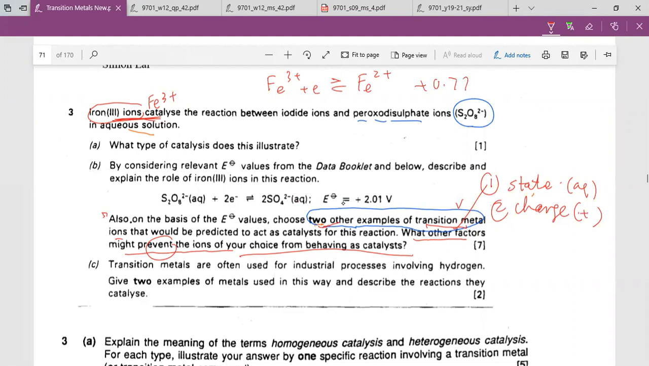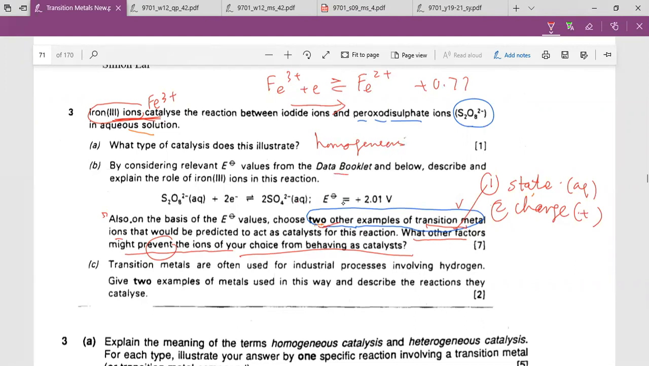use equations from your data booklet, because it's a reduction one. So always go to reduction. Peroxide disulfide S2O8 2 minus, quite simple. It's of course homogeneous. By considering relevant E0 values from a data booklet, explain the role of this one here. Very simple, isn't it?